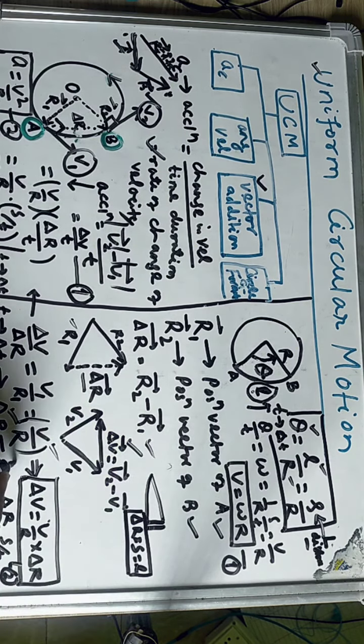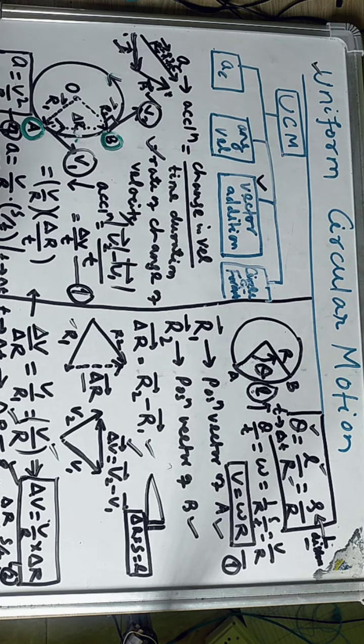Now S is the distance. We find delta r by t is equal to S by t, that is our velocity v. Now placing this into our equation 3, we get acceleration is equal to v by r into S by t, or v by r into v, is equal to v square by r, or a is equal to v square by r. This becomes equation 4.